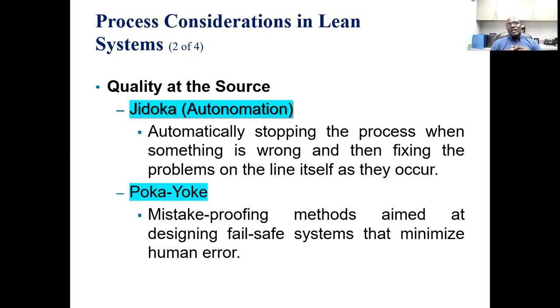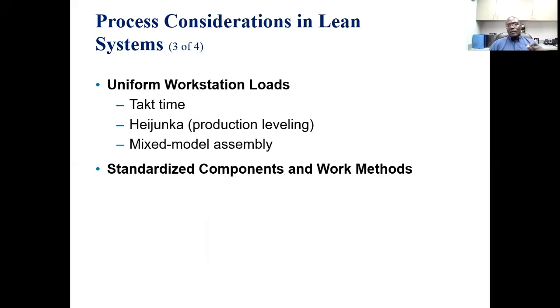Okay, so we mistake-proof the system by knowing what could go wrong and having in place a system that's going to prevent those things from actually happening, knowing that it could potentially happen. Okay. The second part of this video, I'll talk about takt time and how uniform workstations can be achieved.